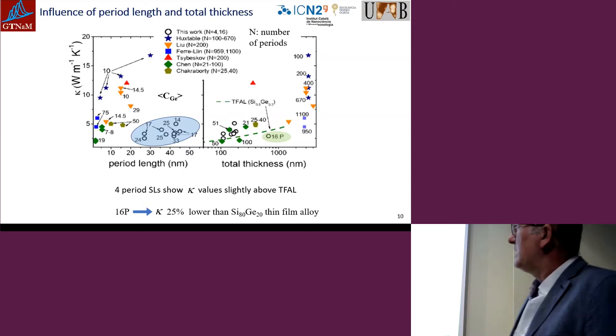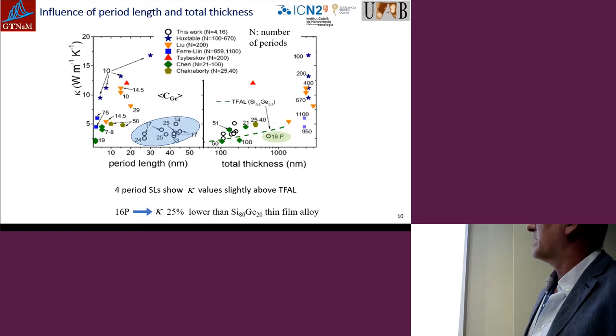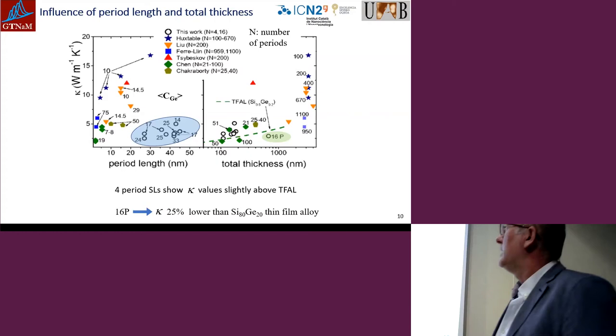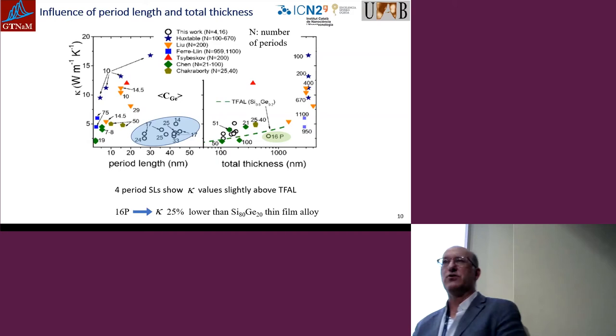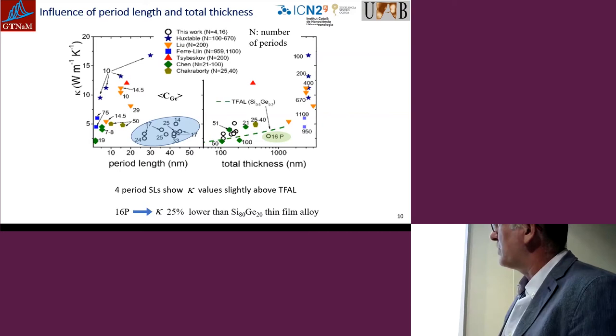The numbers that you see here correspond in this left graph to the germanium concentration. But here we are plotting that as a function of the period length, and here the numbers correspond to the number of periods, okay? So what you see generally is that the thermal conductivity decreases when you decrease the superlattice period. This is a general rule. Of course, the details may depend a little bit on the concentration of germanium that you have in your system. But you can see that there is a general trend that the thermal conductivity increases with the period.